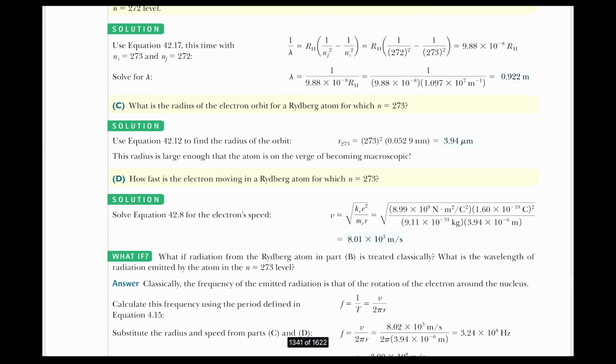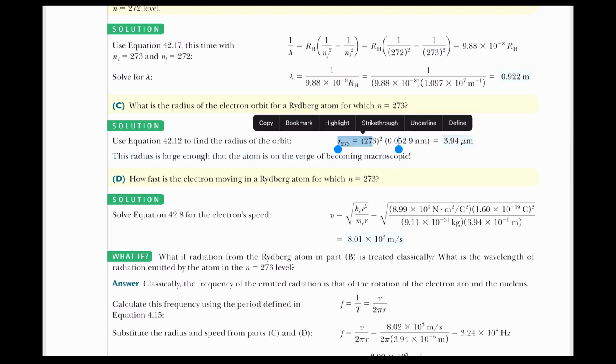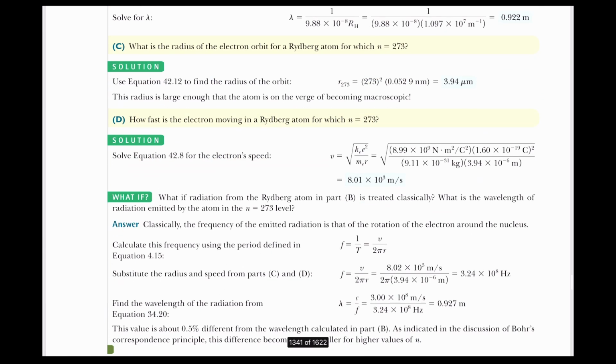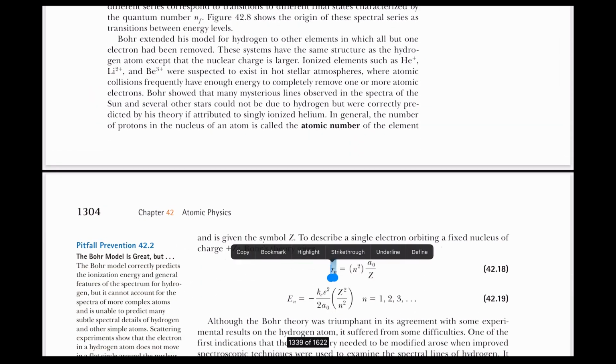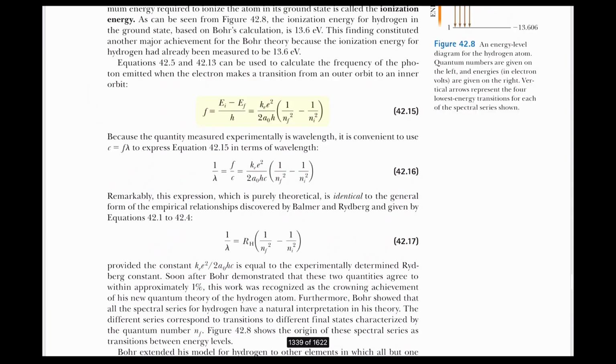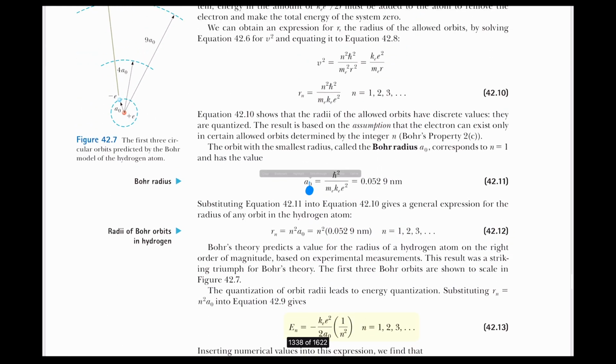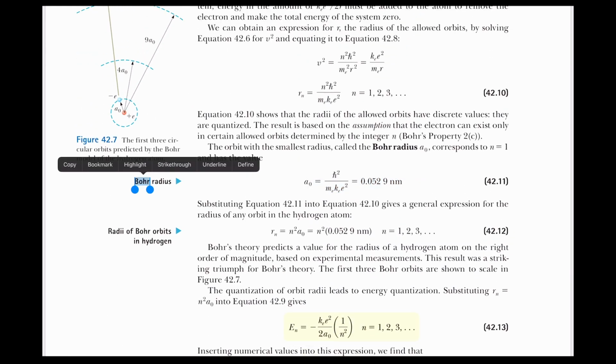Amazing. C, what is the radius of the electron orbit of a Rydberg atom for which n equals 273? And here you could see they use an interesting equation. They take 273, square it, multiply it by this 0.529 nanometers, which, as you may have seen before, or you may remember from sweeping through the book over here, here's actually the equation. They have an extra Z over here. But this little a is this thing over here, the Bohr radius.